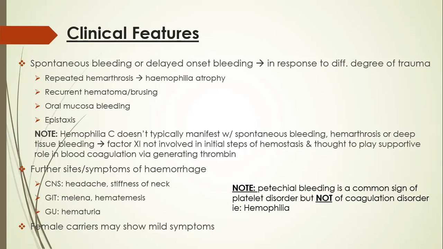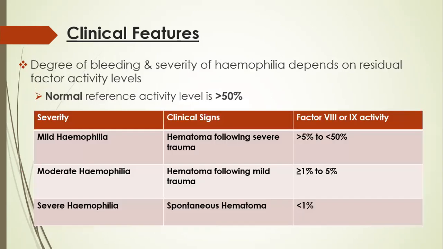So other further sites for symptoms of hemorrhage: in the CNS, patients will present with headaches and stiffness of neck. The GIT will present with anemia and hematemesis, and the GU with hematuria. Female carriers may show mild symptoms. And also note that petechial bleeding is a more common sign of platelet disorder, but not of coagulation disorder, so therefore it won't show in hemophilia. Also another typo that we'll correct later.